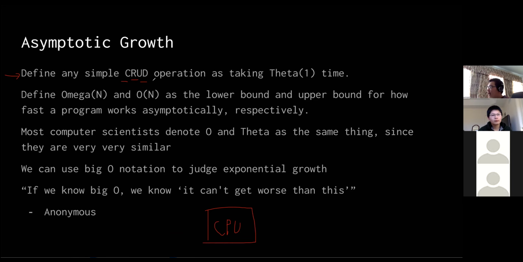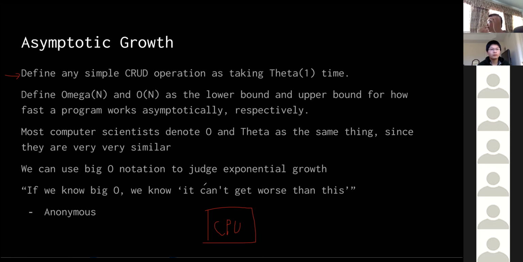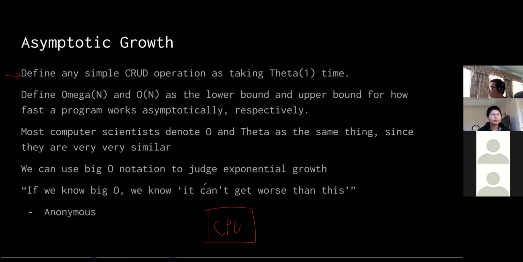Create, read, update, delete. I forgot what the U stands for, not too important. But CRUD basically means the most simple operation that a computer can do, because we need some way to define how fast the algorithm is. We can't say, oh, this is faster because it works on an array. You can't really judge that.